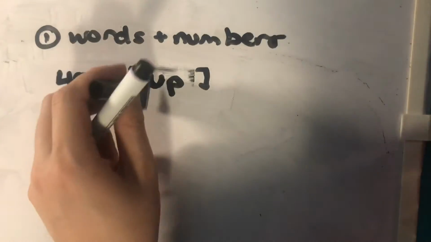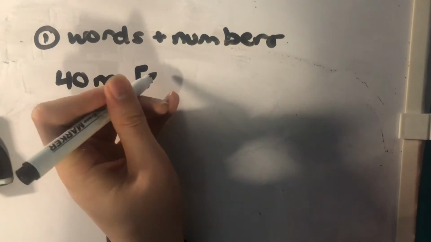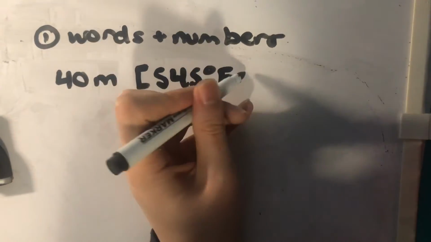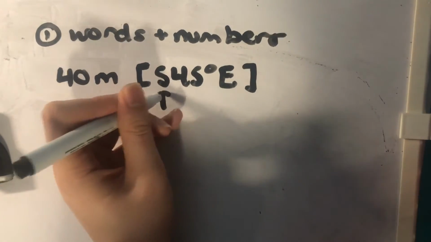or I could go a different route and I could use the compass bearing. So I could say south 45 degrees east. And with the compass bearing, we always want either south or north to come first.